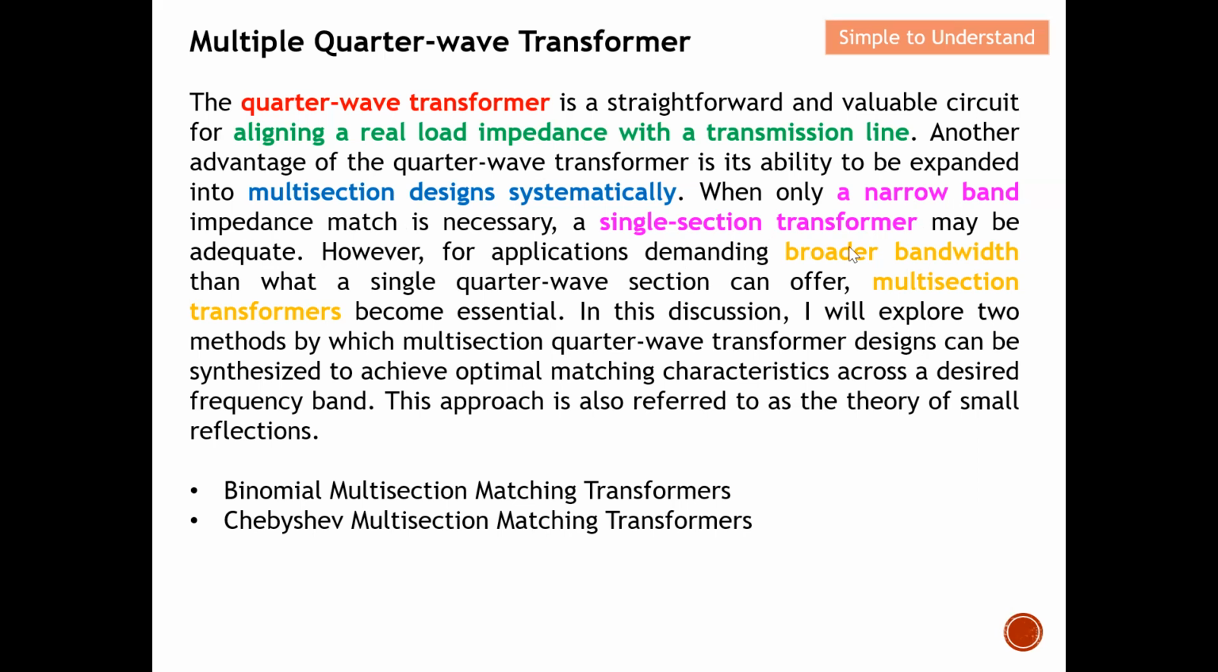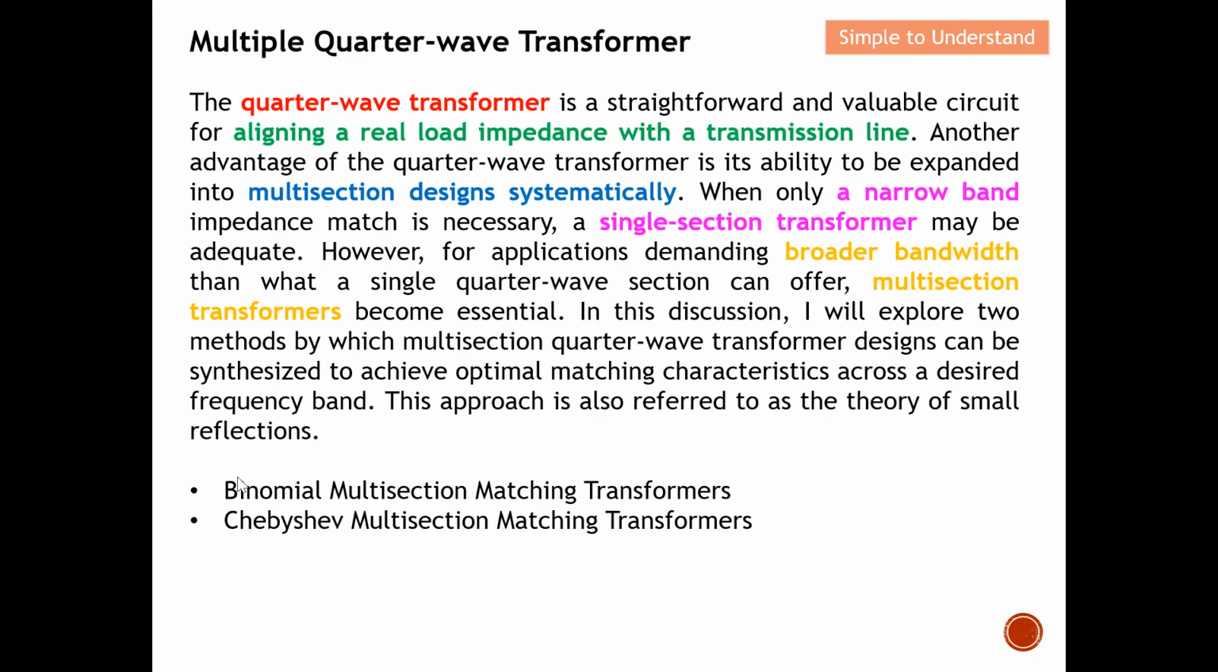However, for applications that demand a broader bandwidth than what a single wavelength section can offer, then multiple section transformers become essential. So there's no way I can do an impedance transformer with a broad bandwidth using a single section. Therefore, in order to have a broader bandwidth, I need to implement this with multiple quarter wave sections to do this impedance matching. In this discussion, I will explore two methods. These two methods will be in my next few videos, on how to design this multiple section quarter wave transformer. This method can be synthesized, which means that I will have a clear design rule for how to design this multiple section quarter wave transformer.